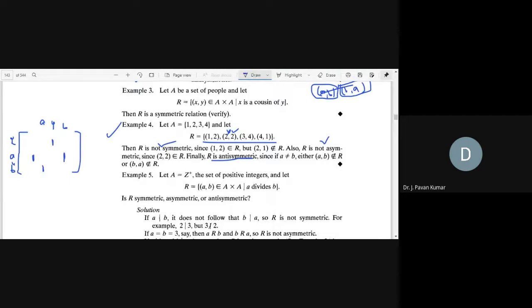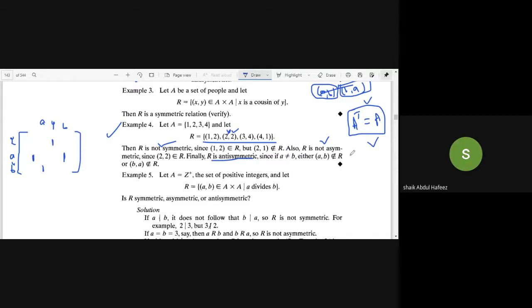Symmetric matrix, in the sense, what's the property? Above the diagonal is equal to below the diagonal. In other words, one direct property is, suppose A is a symmetric matrix, then A transpose equals A. The same property we can use here to identify whether a relation is symmetric or not by using matrix representation. Is it clear?